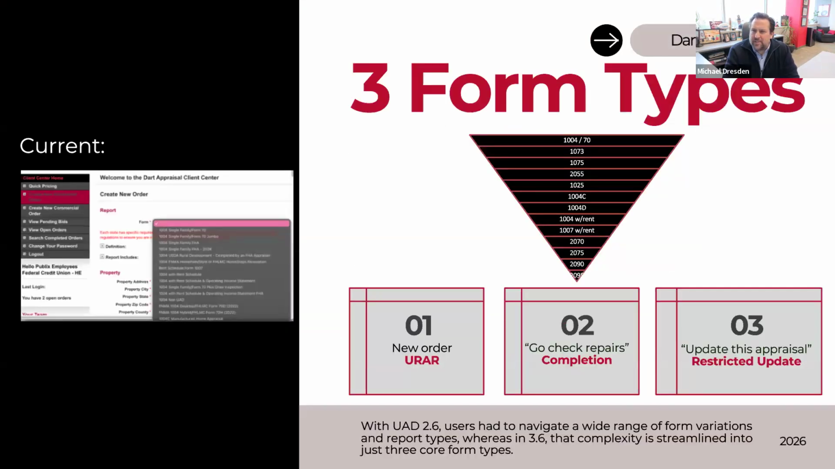So currently when you order an appraisal, there's typically a drop down with a bunch of numbers. You could have 40, 50 different choices of what to order for an appraisal. Going forward, you're going to have three.